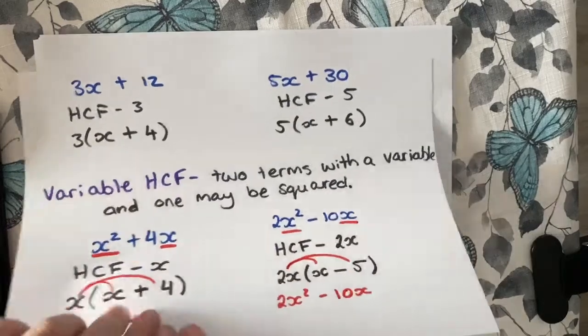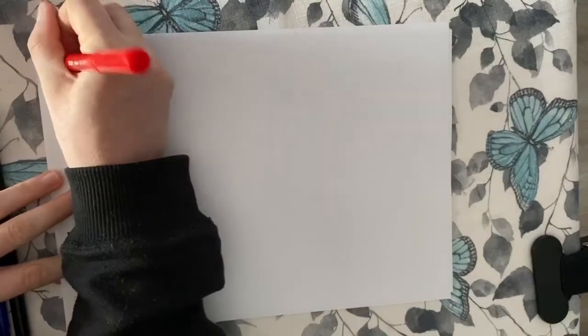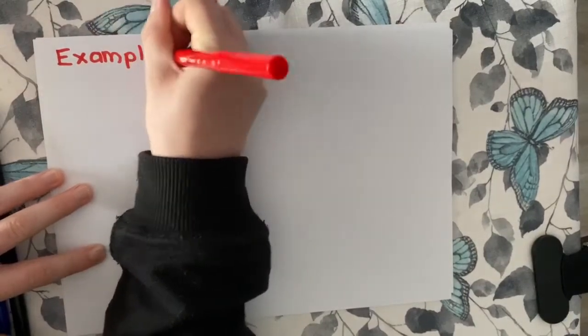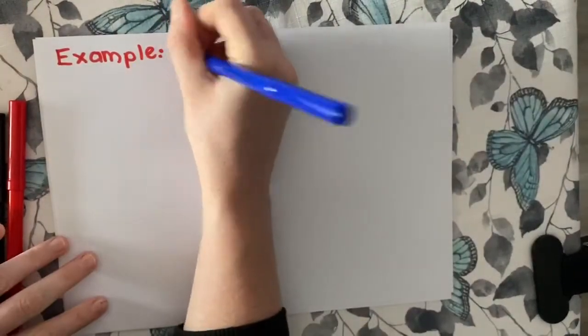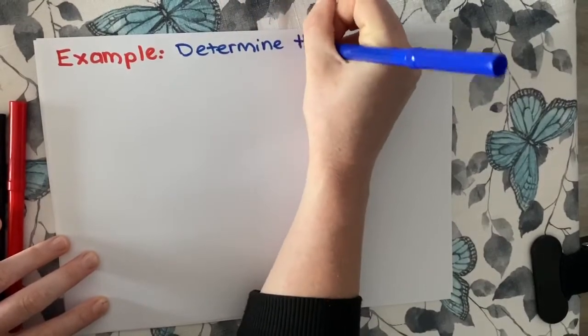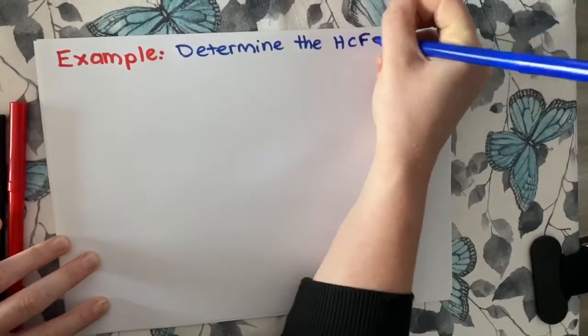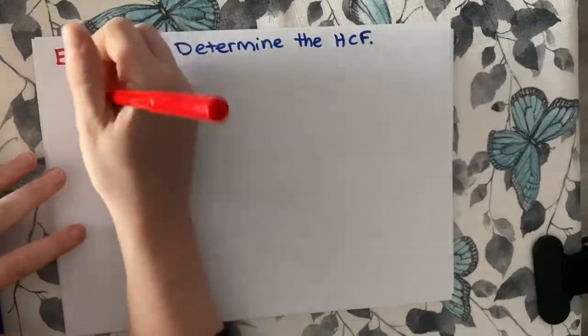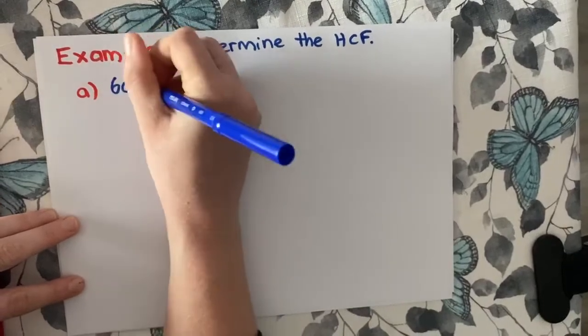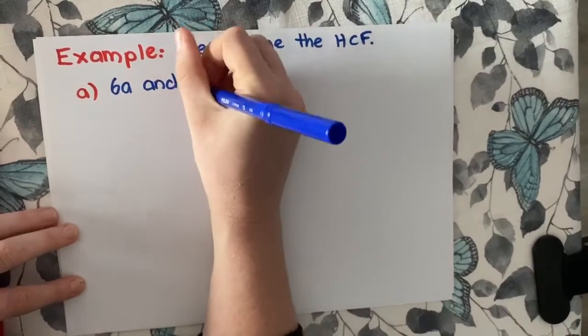So let's do some proper examples. So let's do just working out what the highest common factor is first. Okay, so our first one, we're going to have 6a and 8ab.